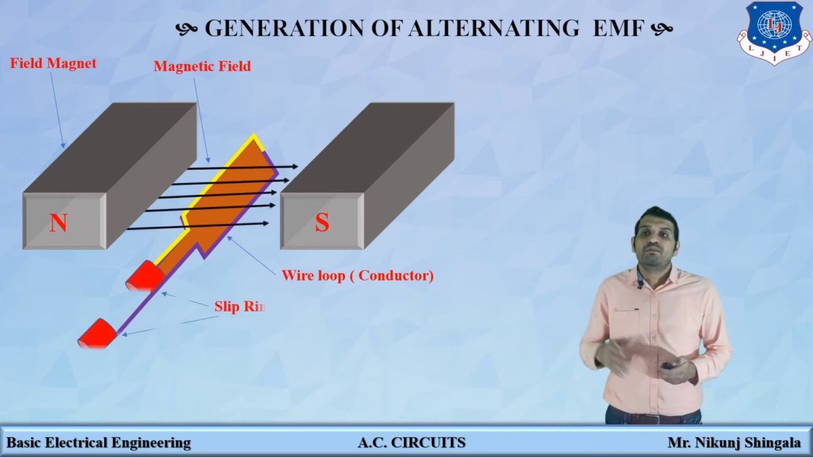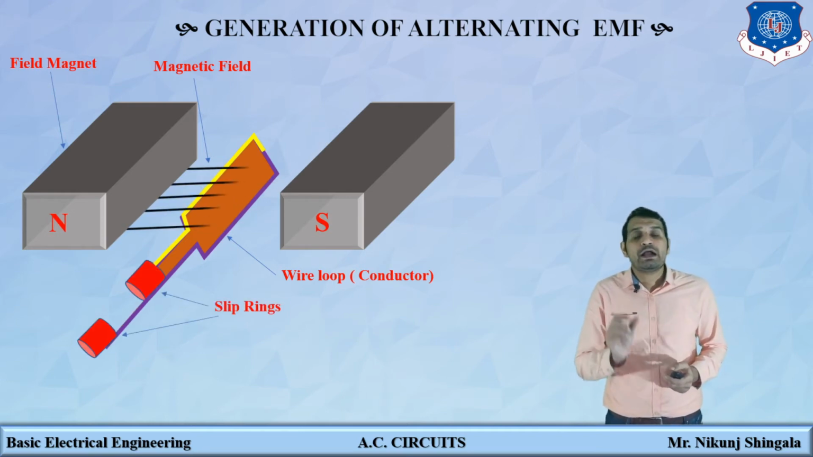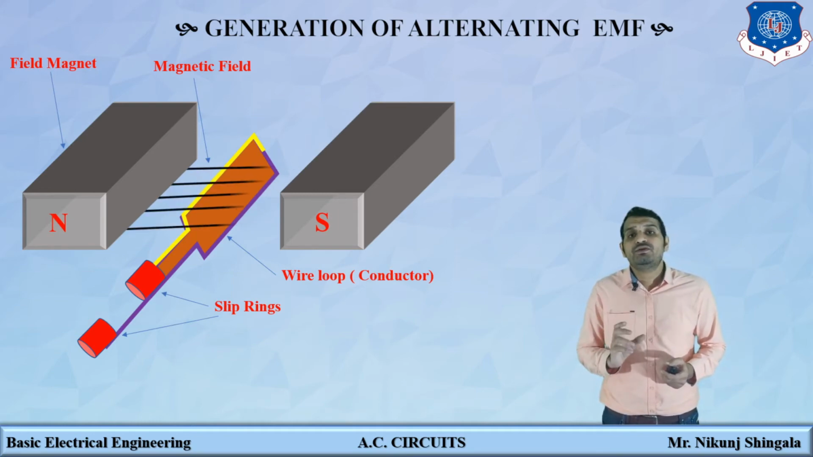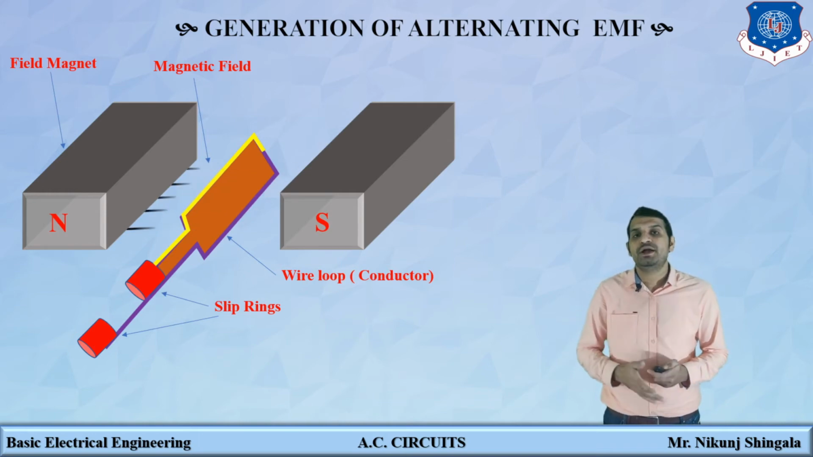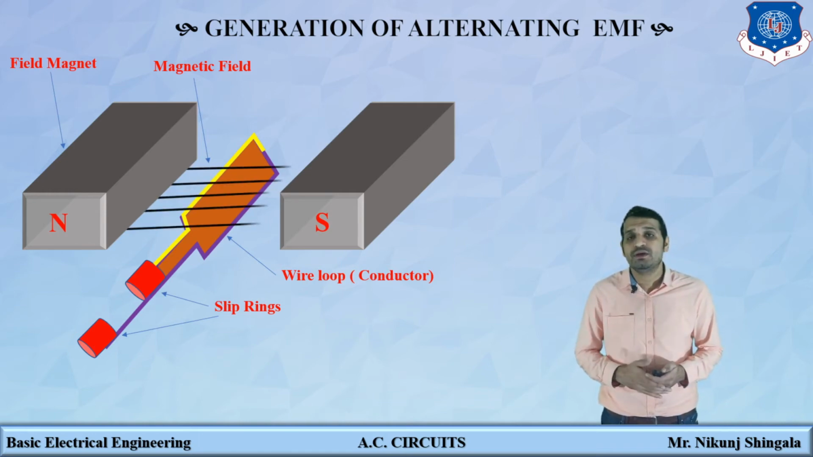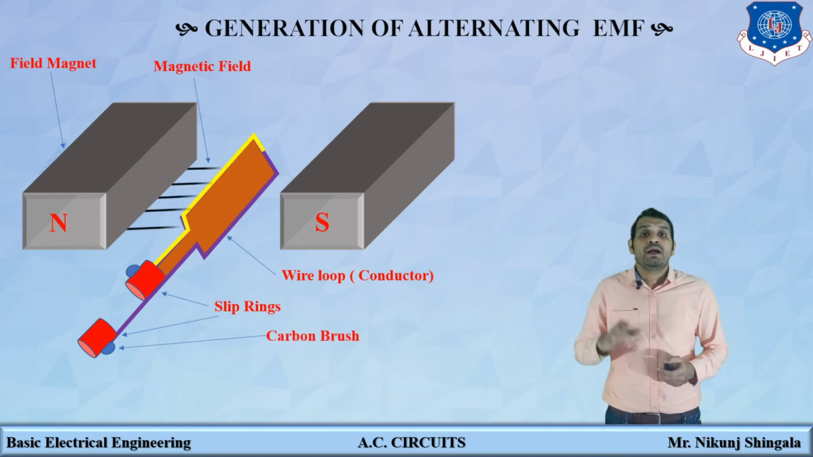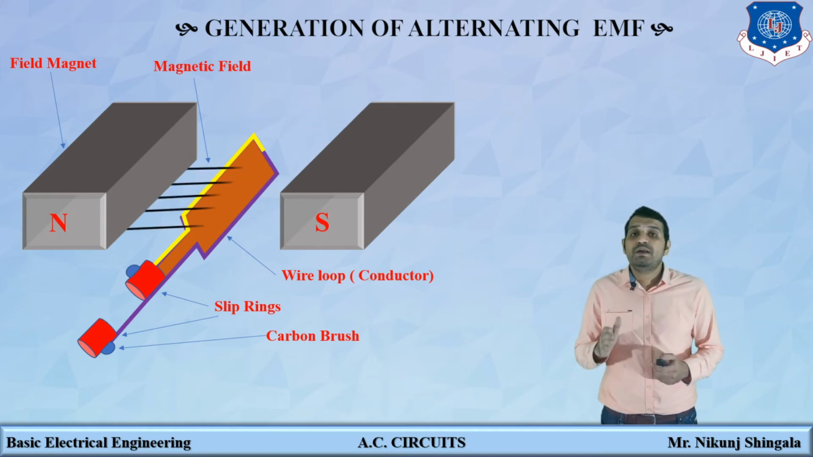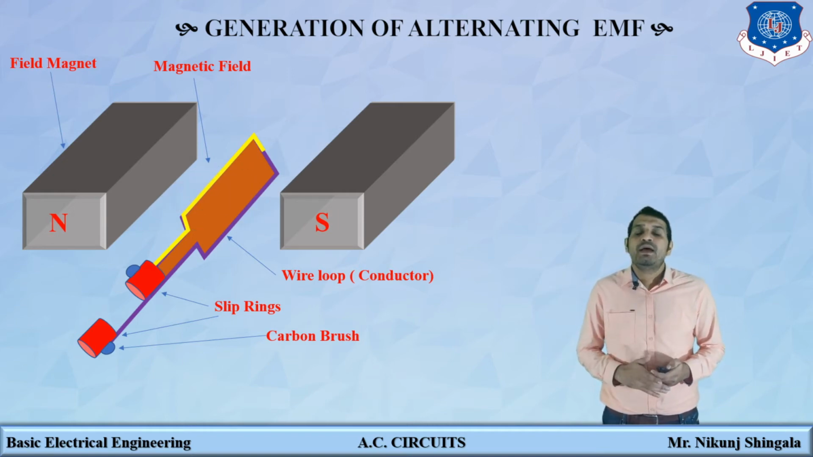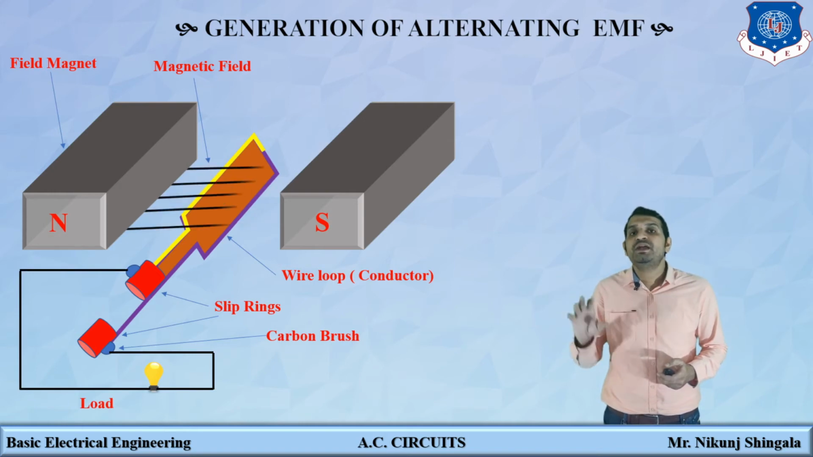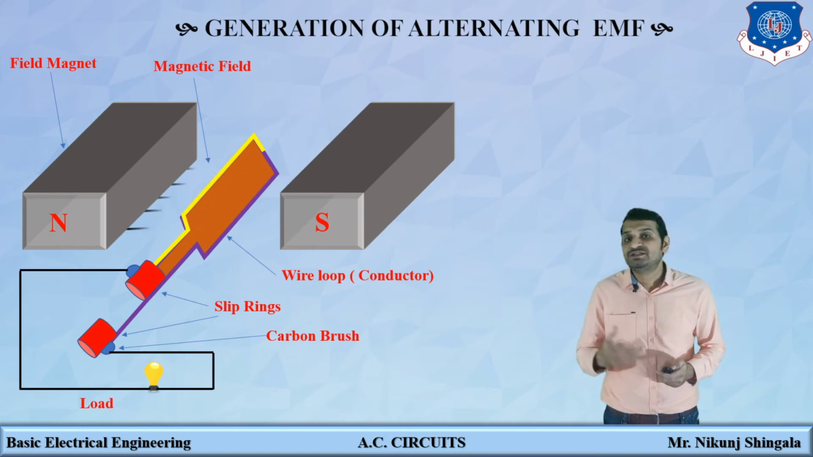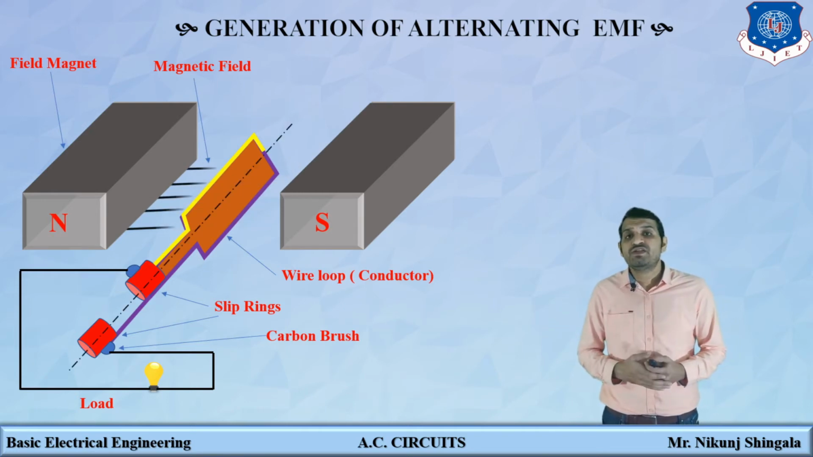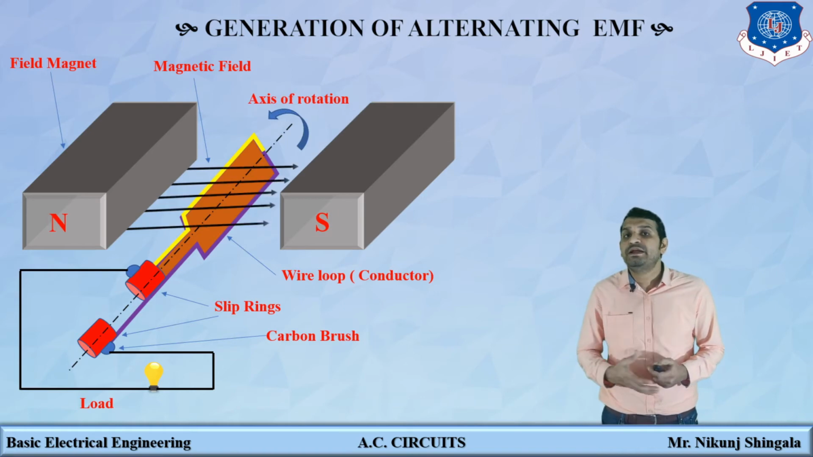For that, both ends of the conductor are connected to slip rings, copper rings, and these two rings rotate along with the conductor, and these two rings are not touching each other. On these two slip rings, carbon brushes are mounted, and these are supported by a frame. Carbon brushes are stationary, they are not rotating, and when a load is connected between the carbon brushes, then current will start to flow. This entire setup is connected with a shaft, and the shaft is connected to the prime mover.